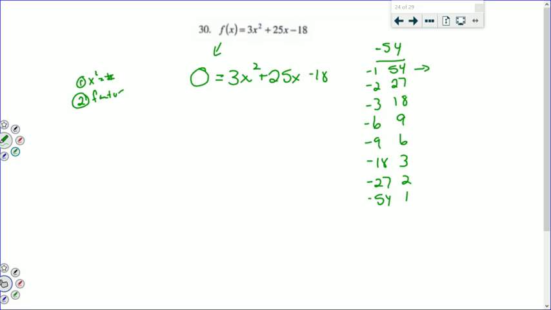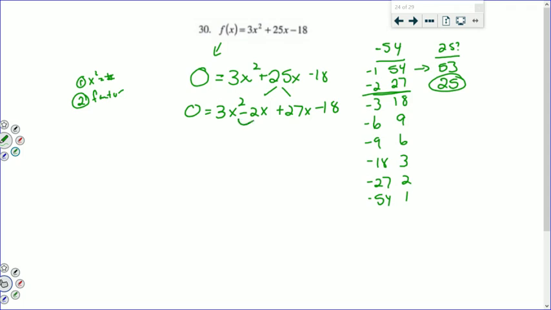We're hoping to add to 25. Can we add to 25? Negative 1 and 54 is 53. That doesn't work. Negative 2 and 27, Yahtzee. We found it. So, negative 2 and 27. Once we found these, now we need to split this guy up into those two factors. So, we have 0 equals 3x squared minus 2x plus 27x minus 18. If you take and look at negative 2x plus 27x, you get back to 25x.